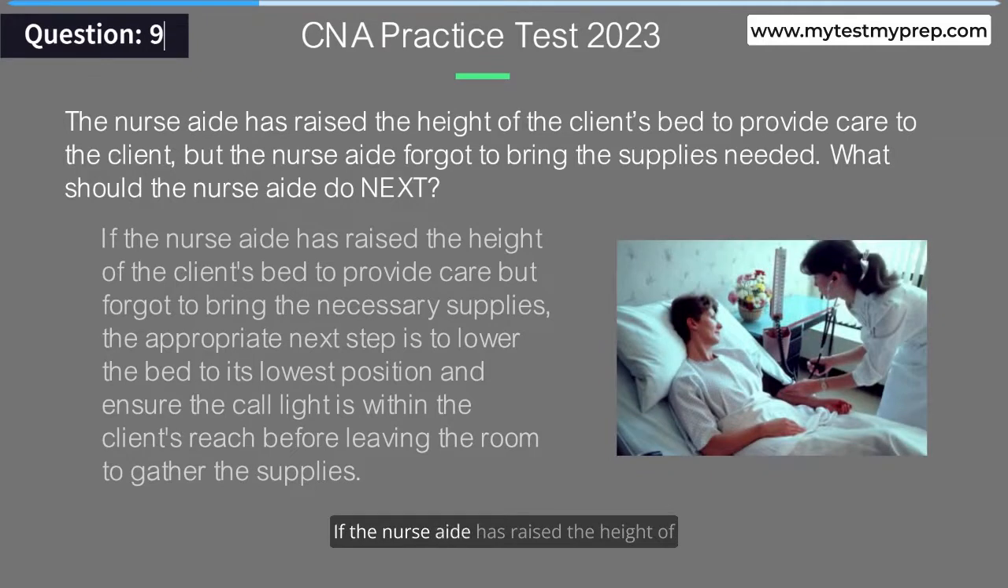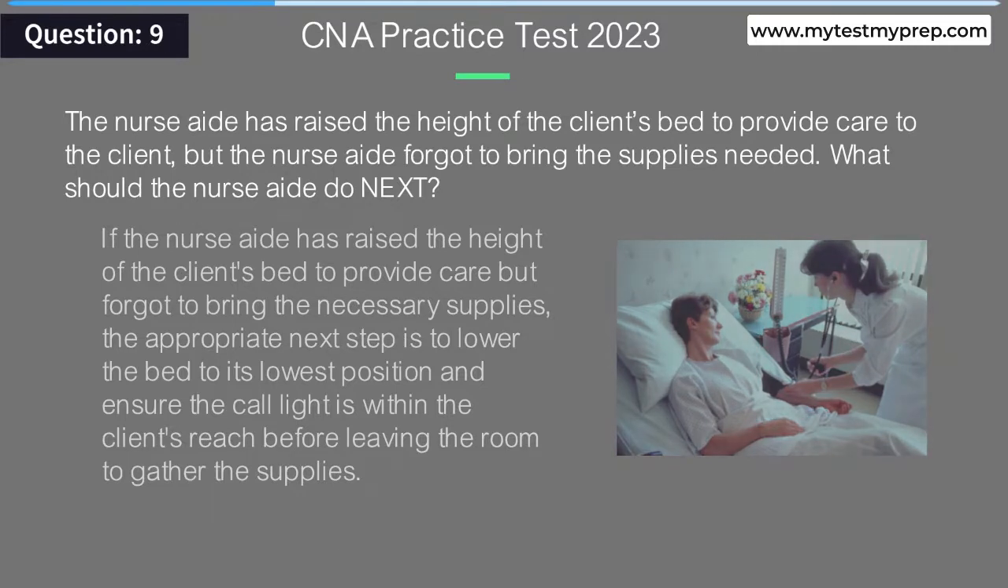If the nurse aide has raised the height of the client's bed to provide care but forgot to bring the necessary supplies, the appropriate next step is to lower the bed to its lowest position and ensure the call light is within the client's reach before leaving the room to gather the supplies. This action prioritizes the client's safety by minimizing the risk of falls and ensuring that the client can call for assistance if needed.